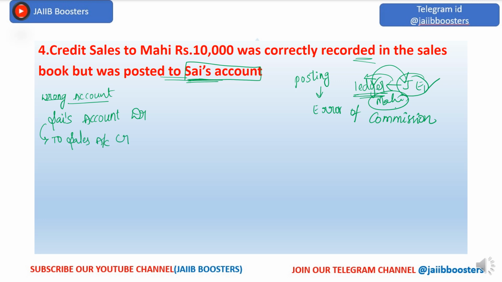Okay, what is the right entry? What actually should we have done previously? Mahi account, 10,000 debit to sales account. What we have actually recorded here is from Mahi's account to sales account, we have credited the 10,000 rupees. This is the right entry. But we have mistakenly posted it to the Size account. So we are debiting that Size account to the sales account. In this case, what would be the rectification entry?